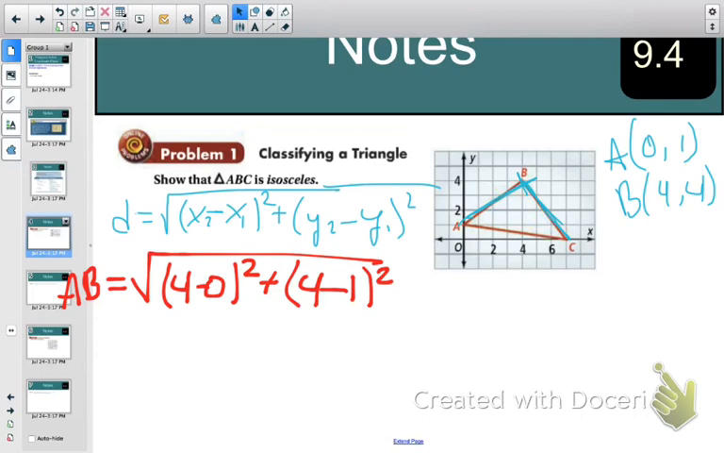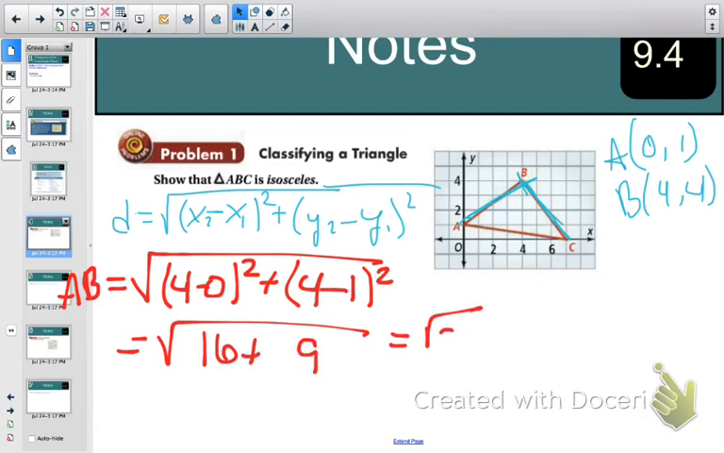And that comes out to be square root of 4 minus 0 is 4, 4 squared is 16, plus 4 minus 1 is 3, 3 squared is 9. That's 25, which comes out to be 5. So this side right here is 5. Now we just need to show that the other side is also 5.